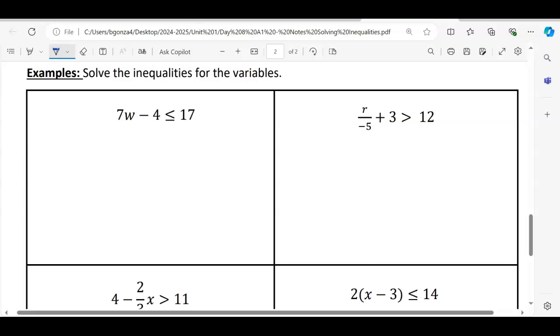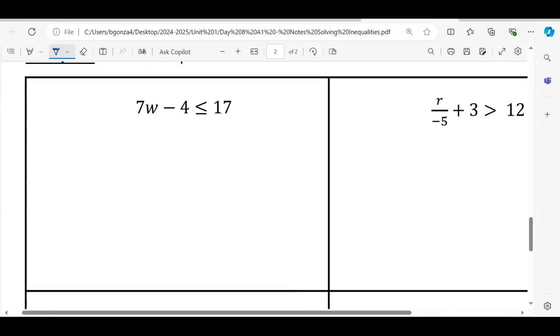First one on the top left here. 7w minus 4 is less than or equal to 17. I want to get w by itself. What's the loner I need to get rid of? The minus 4. What's the opposite of minus 4? Plus 4. Bring down 7w, less than or equal to. 17 plus 4 is 21. Last step, how do I get rid of the 7 in front of w? It's a coefficient, so we divide by 7, divide by 7.